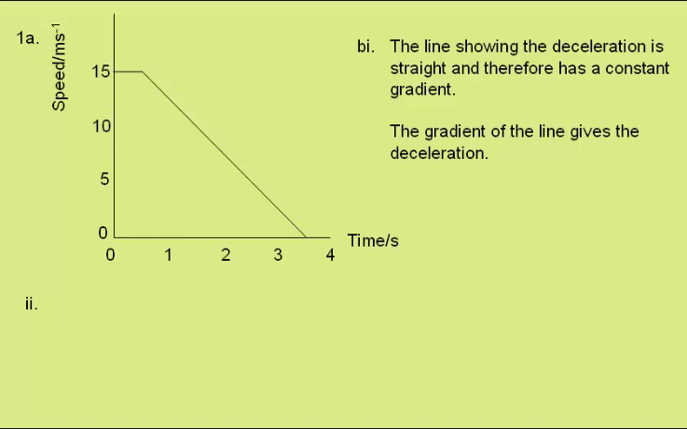In part 2 we need to use the graph to find the distance travelled by the car after the lights turned red to when it stopped. Well, this is when the lights turned red, and this is when it stopped, and the distance travelled is given by the area under the line, the area under here.